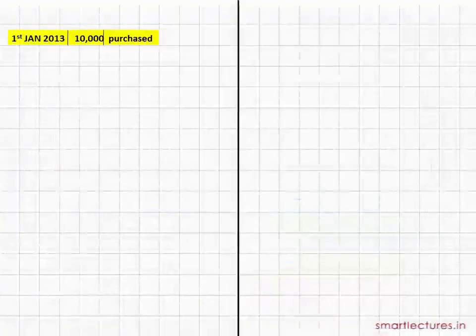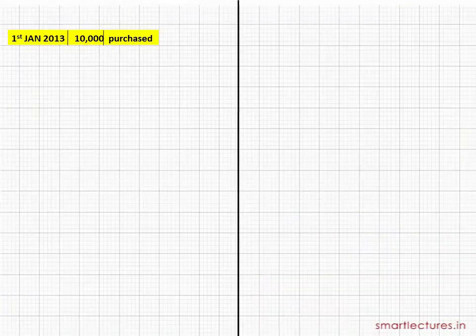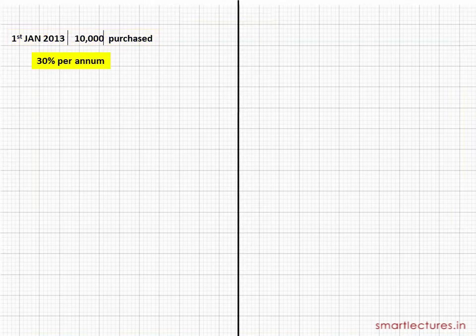1st January 2013, machinery purchased, 10,000, and in the second line, 30% per annum. Straight line method, SLM. This is the short form of straight line method. In the next line, 31st December each year. Suppose this is the question. I have made the outlines of this question.